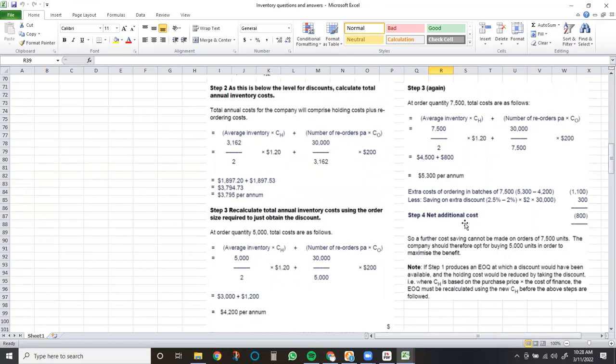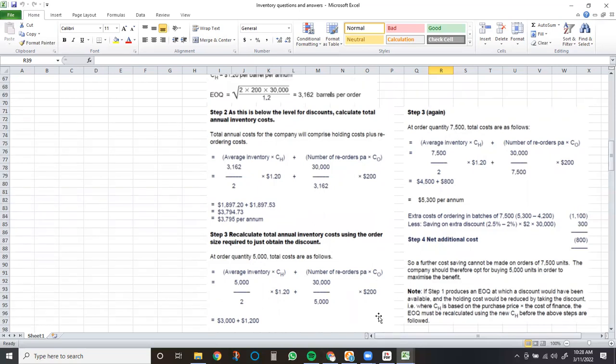So remember, this one was 2.5, this was 2%. So that works up to be 300. Net additional cost 800. So a further cost saving cannot be made on orders of 7,500. The company should therefore opt for buying 5,000 units in order to maximize the discount.